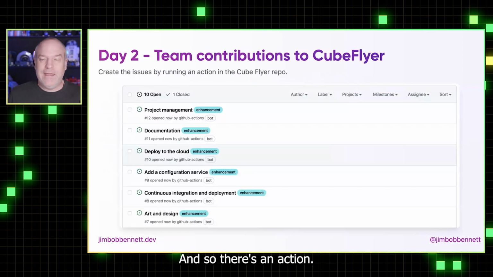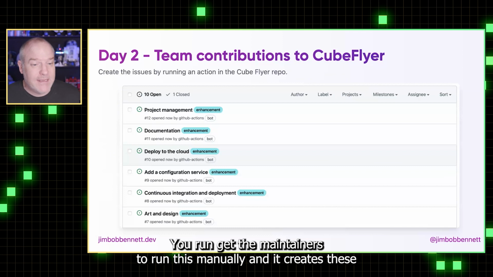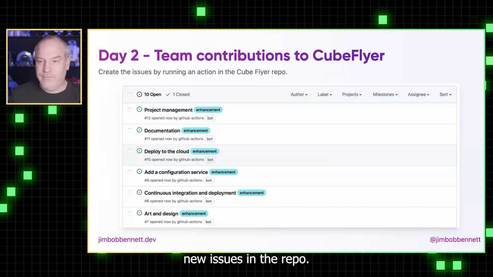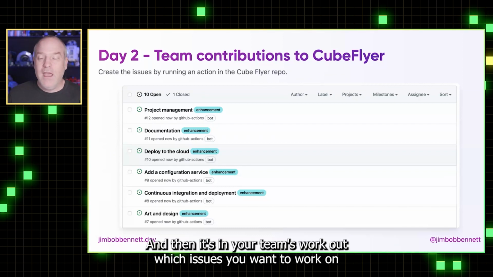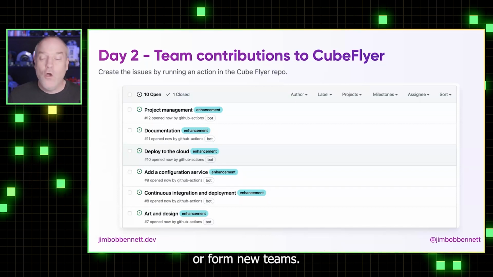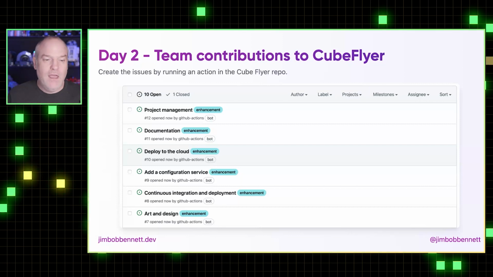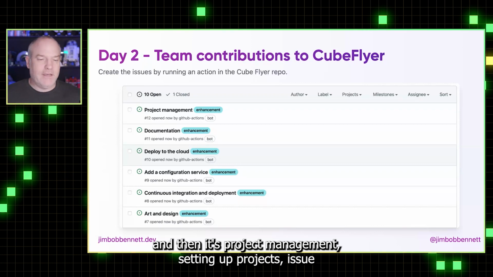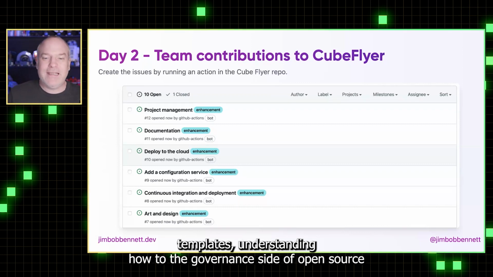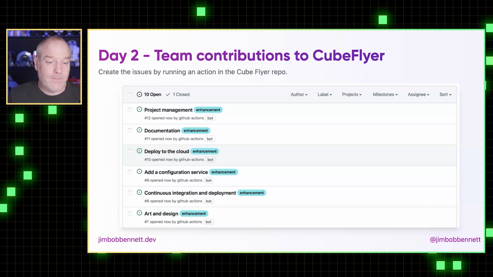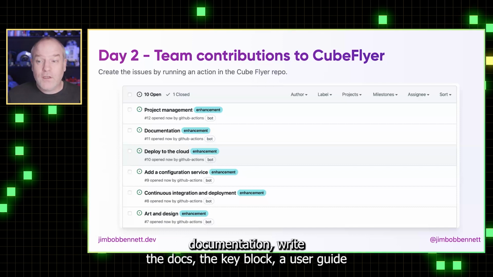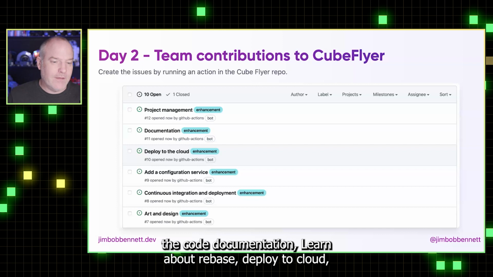And so there's an action you run, get the maintainers to run this manually, and it creates these new issues in the repo. And then it's in your teams, work out which issues you want to work on, or form new teams. If you've got someone over here and someone over here who cares about art and design, form a new team. And then it's project management, setting up projects, issue templates, understanding how to do that kind of governance side of open source. Documentation, write the docs for Kubeflyer, write a user guide, write code documentation, learn about repos.